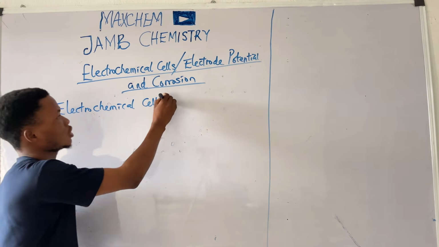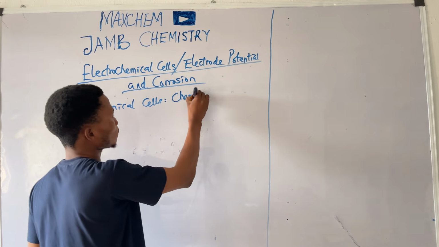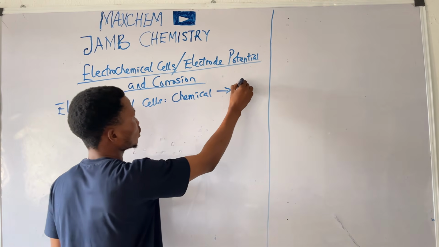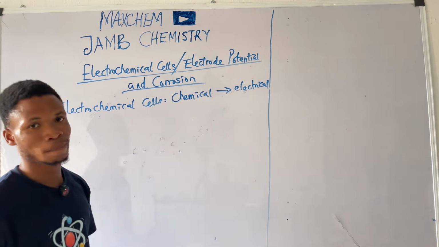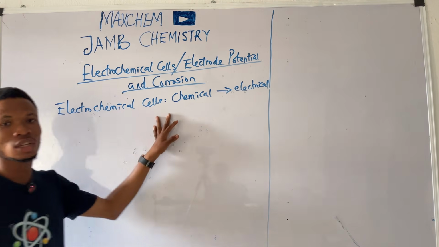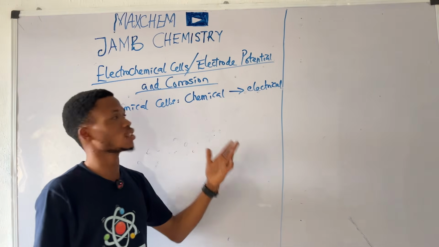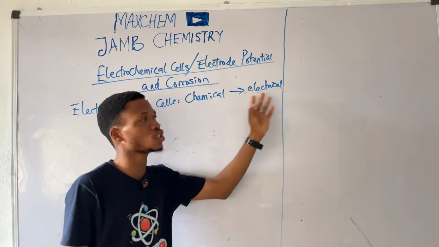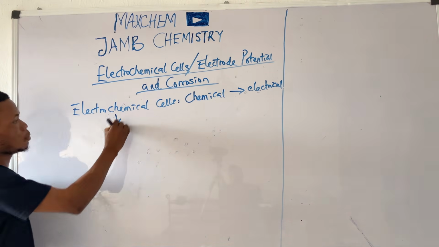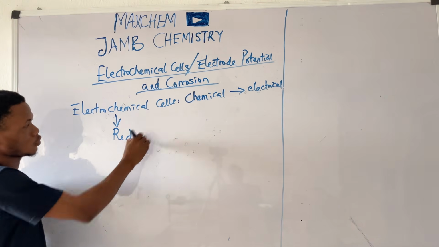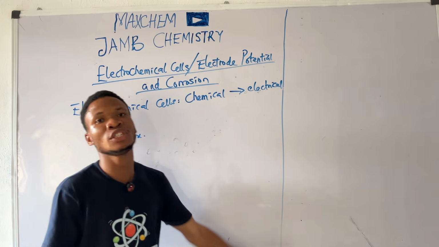Now, electrochemical cells are cells or devices that convert chemical energy to electrical energy or electrical energy to chemical energy. They are systems that convert chemical energy to electrical energy or vice versa. This is based on the principle of redox. That is how we convert chemical to electrical or electrical to chemical.